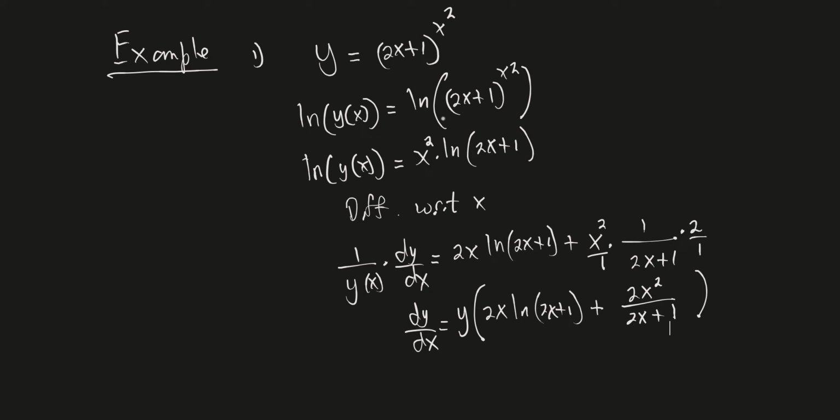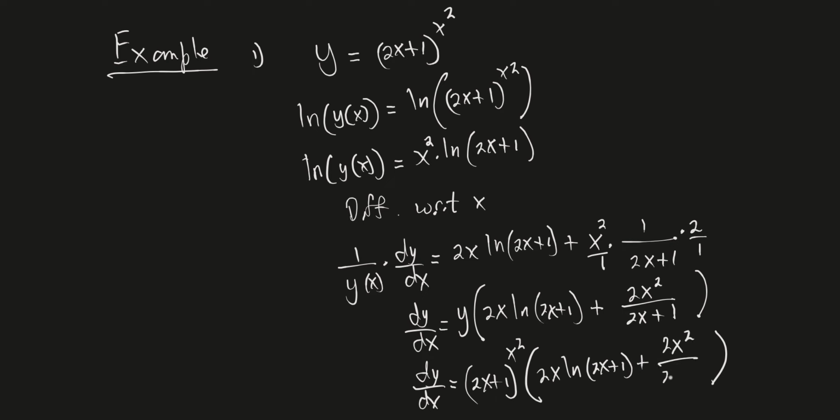And then many times when our function is given in terms of x, like in this explicit form, we would like our derivative also to be in explicit form. So dy/dx is equal to this quantity, because that's my y, (2x plus 1) to the x squared, and then times, again, everything that's in parentheses. So the 2x ln(2x plus 1) plus 2x squared over 2x plus 1, right?